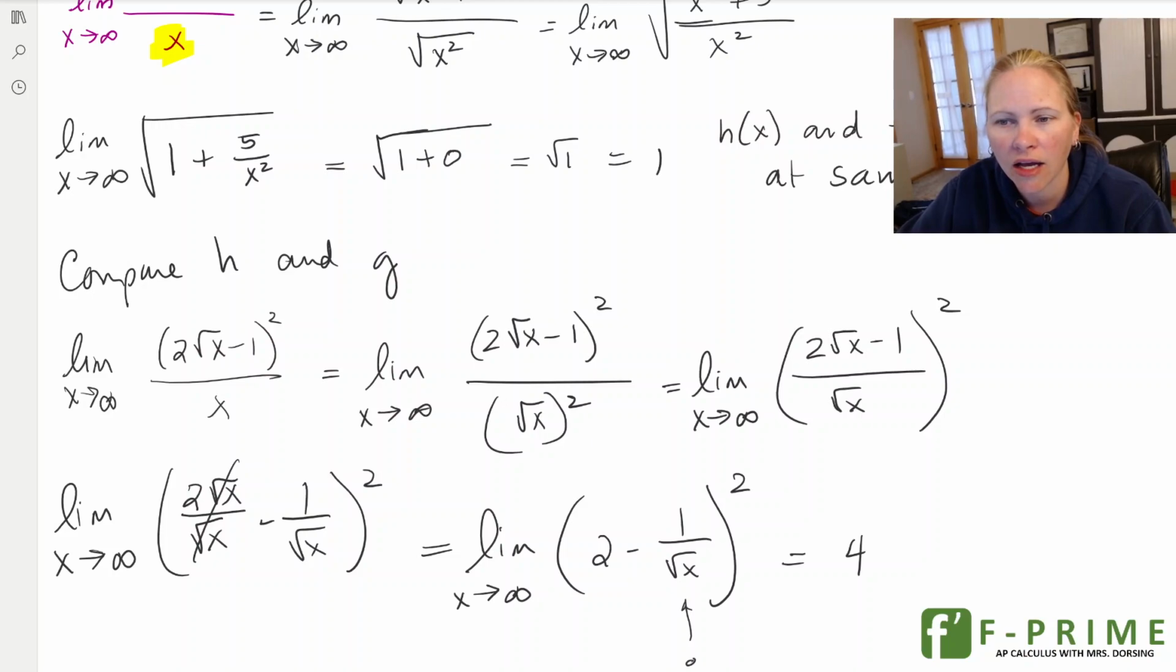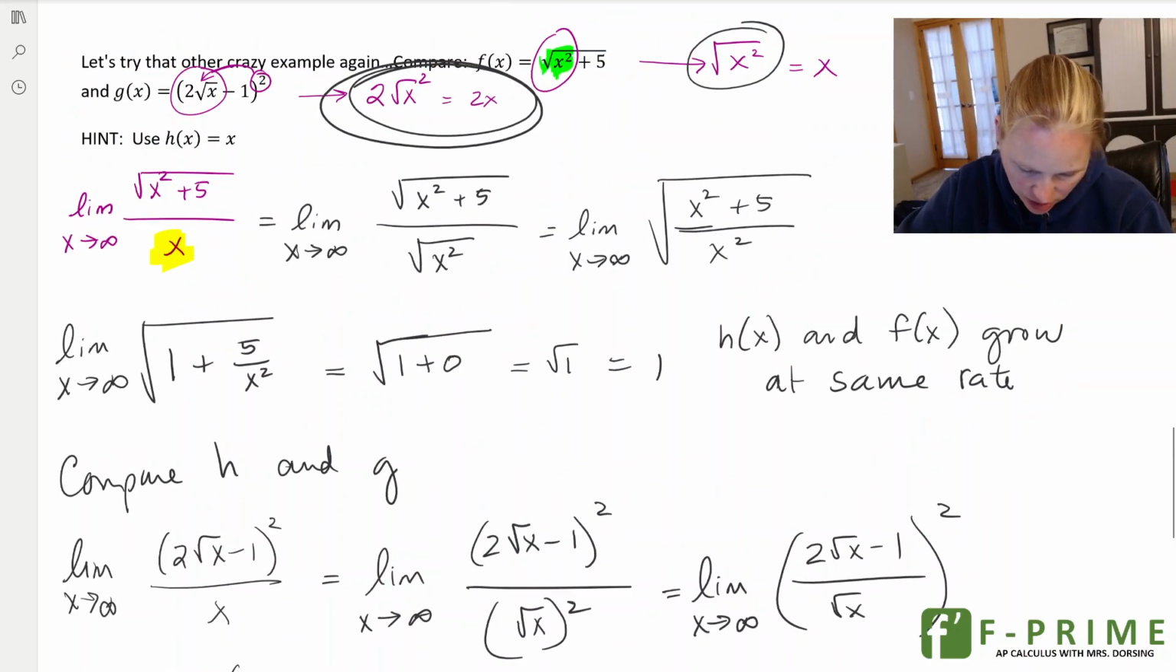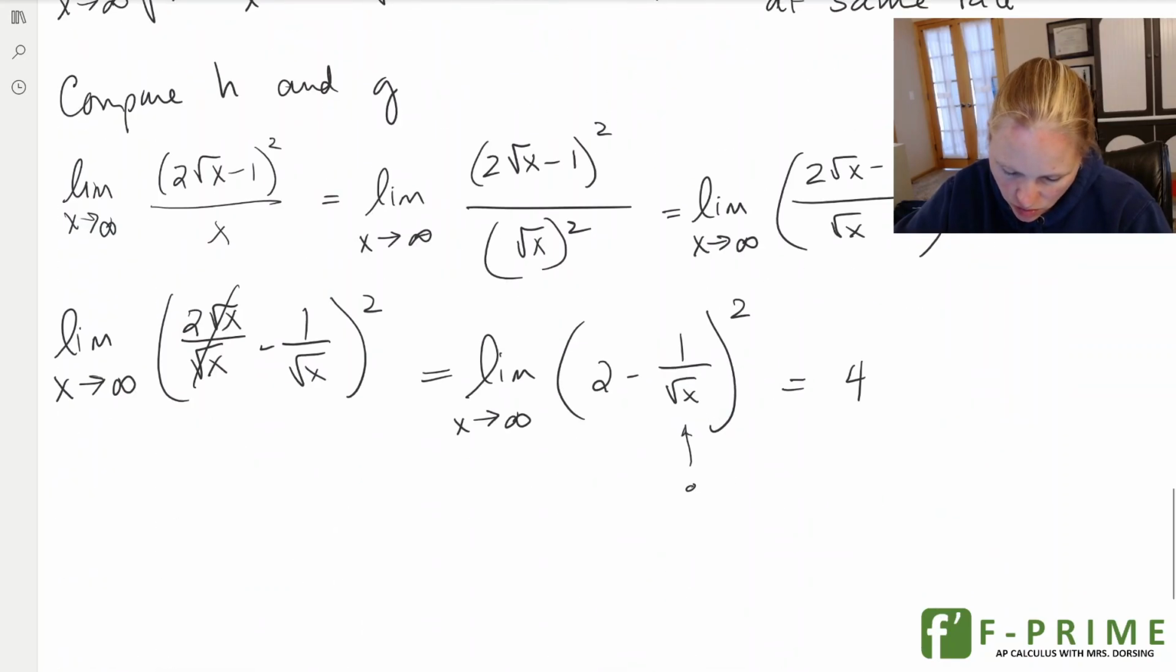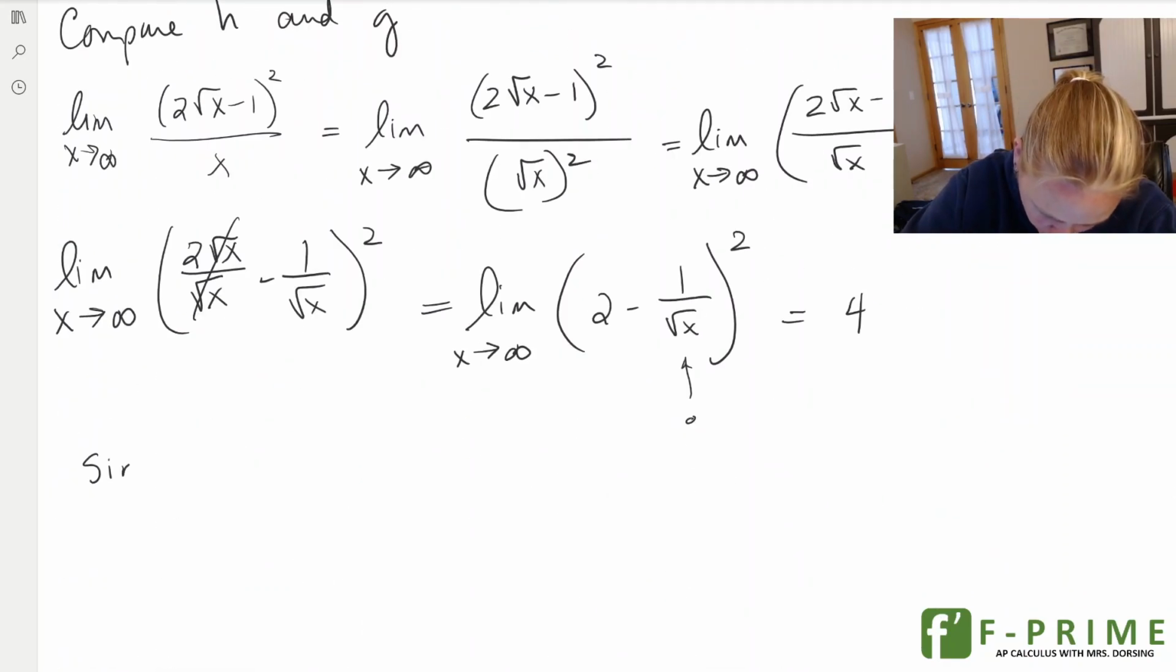So when I am dealing with this, I get that g and h grow at the same rate, and then I get f and h growing at the same rate. And because f grows the same as h and h grows the same as g, therefore, by the transitive property, f and g must also grow at the same rate. So I would simply write that out.